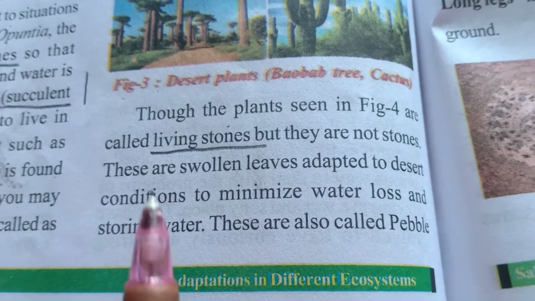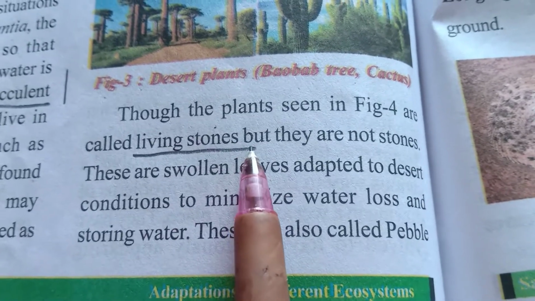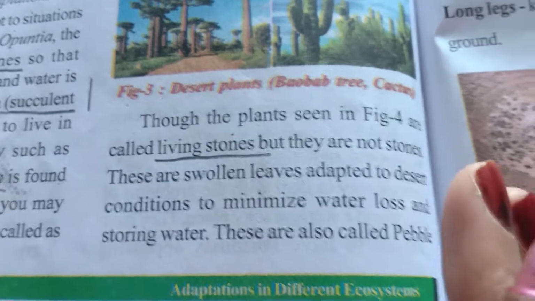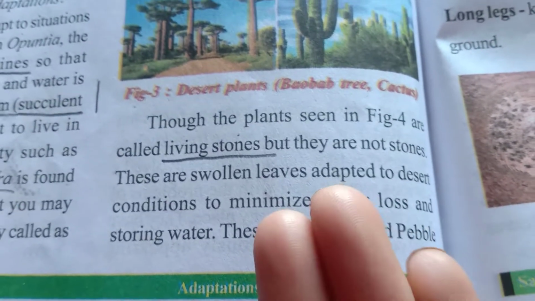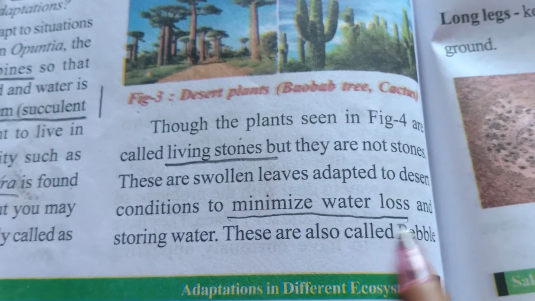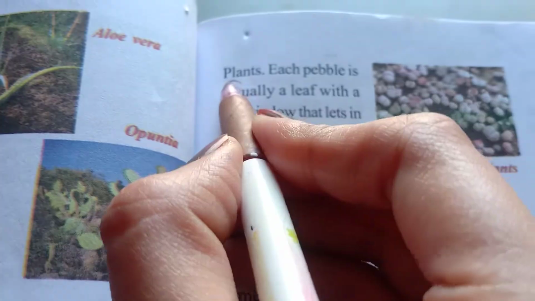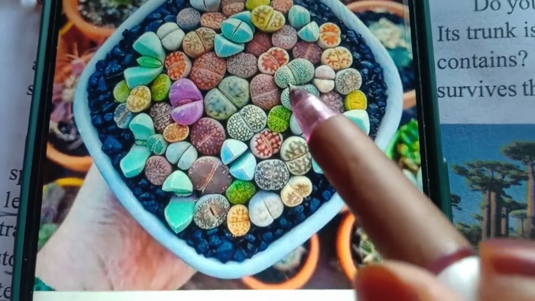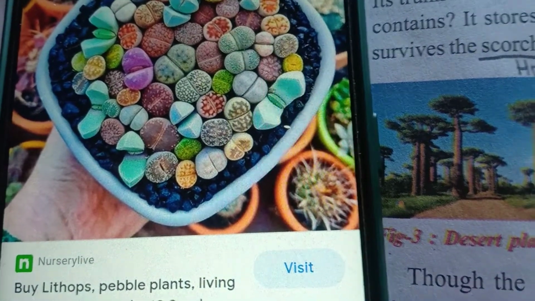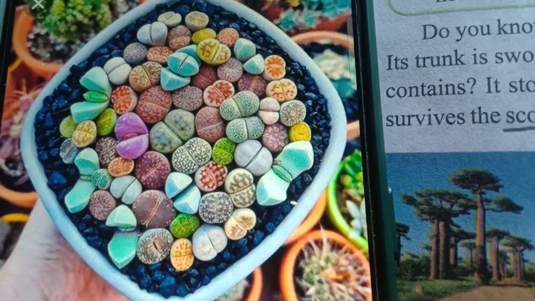There are some other plants also which are called living stones. The name itself indicates that the plants are like stones, but they are not stones. These are swollen leaves adapted to the desert condition, which means that it is a plant, not a stone, living plants. They are modified into swollen leaves because they don't want to lose water. They minimize water loss and store water, so some plants modify into living stones, known as pebble plants. See here students, this is a pebble plant. Actually these are the leaves, but they are modified into pebbles, for two reasons: they want to minimize water loss and store it, and second, they want to save themselves from predators, from plant-eating animals.